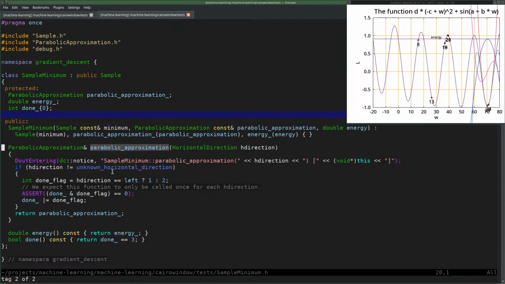Let me write that down as well. Detect, between quotes, rewrite of parabolic approximations of any of extremes. That's the name of the container where they are stored in.